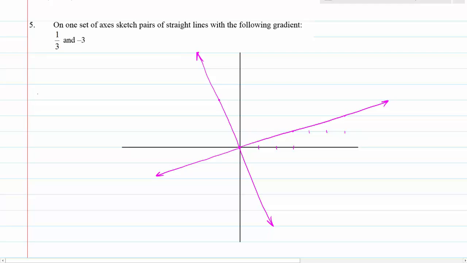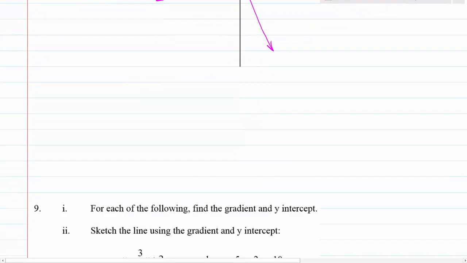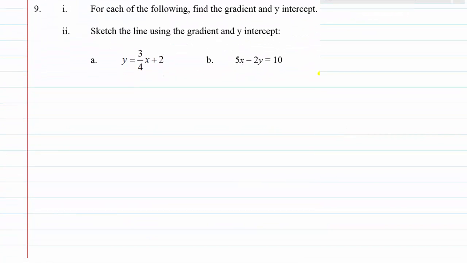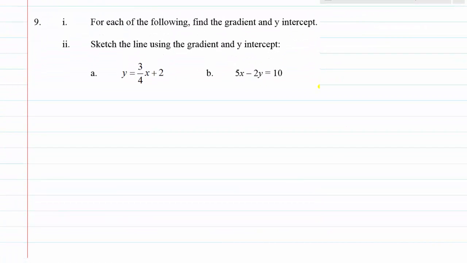And this question's getting at the idea that m1 times m2 is equal to -1 if two lines are perpendicular, which means that 1/3 times -3 is indeed equal to -1, and these two lines are perpendicular, which means they make a right angle. Obviously you can pause and go back and look at question 5 again if you want.